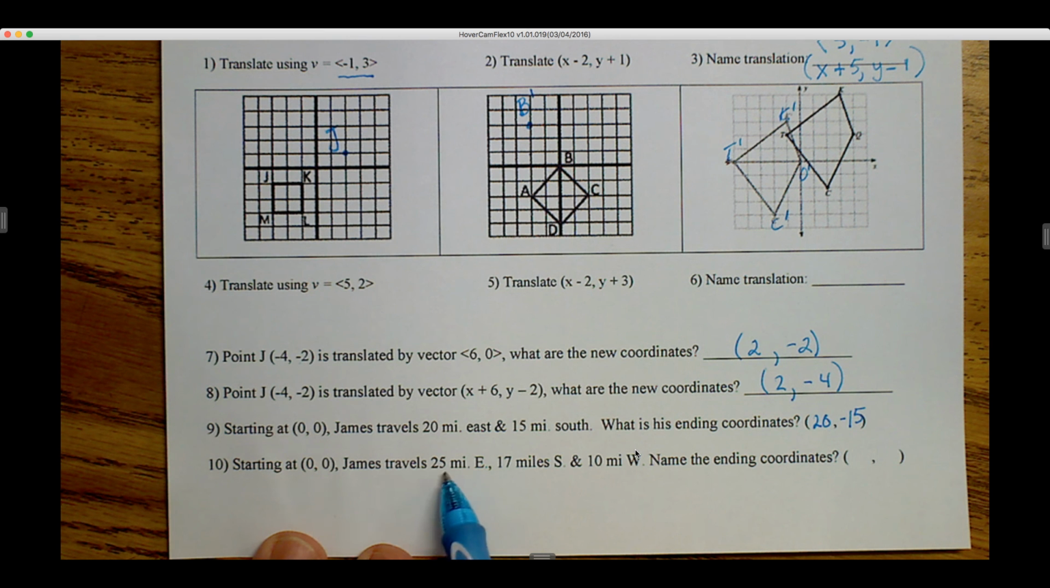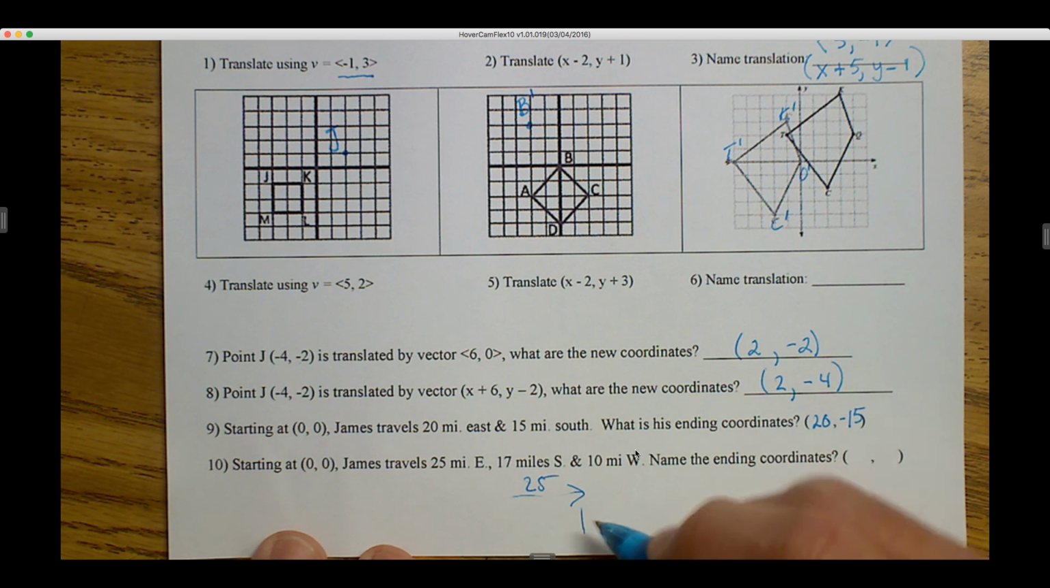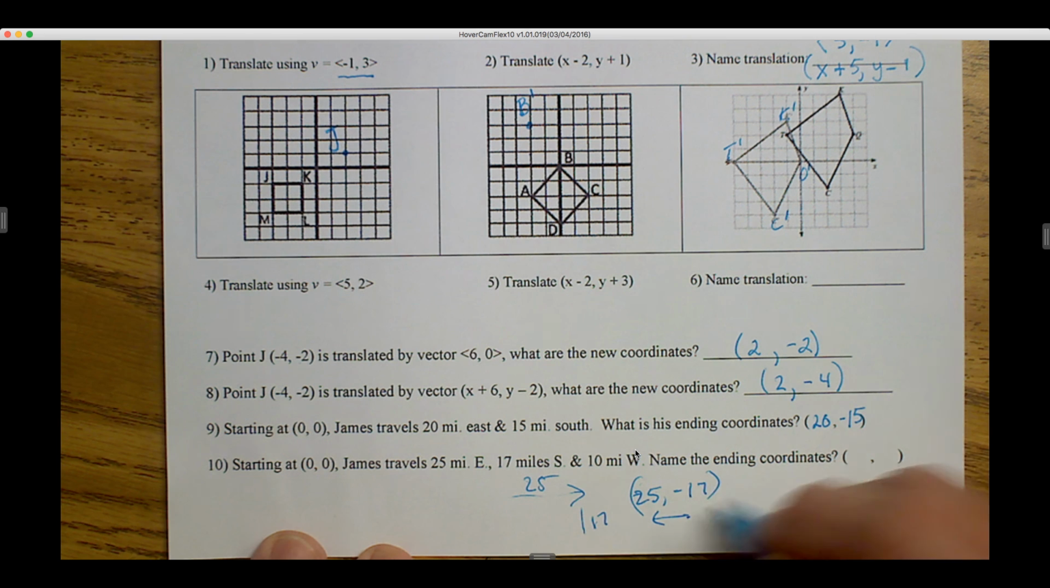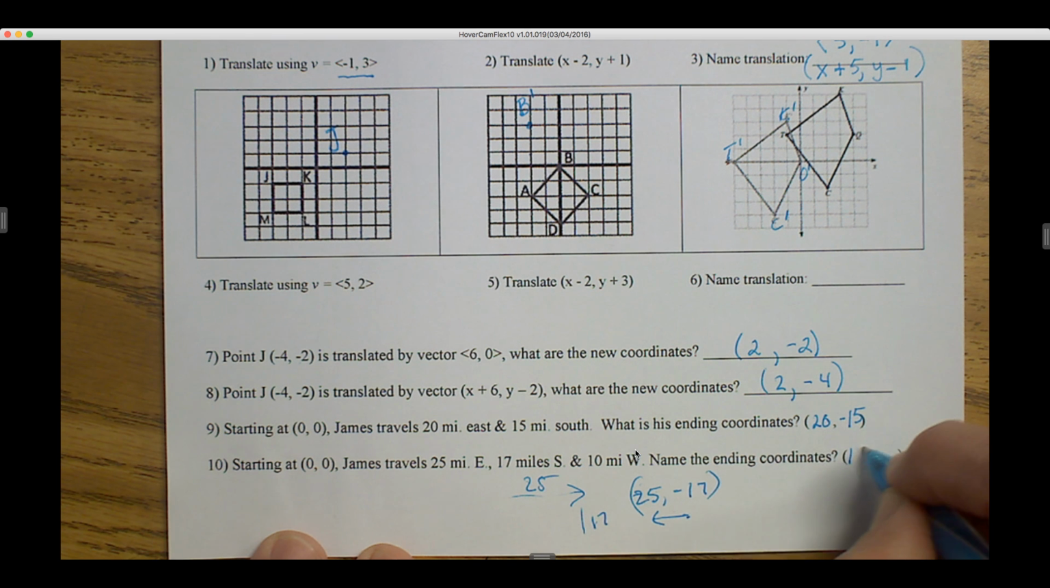And if he travels 25 miles east, 17 miles south, and 10 miles west, we added another coordinate in there. We went 25 miles east, 25, 17 south. So that first one would be 25, negative 17. But then we came back 10 miles this way. So it would be 25 minus 10 would be 15. So 15, negative 17.